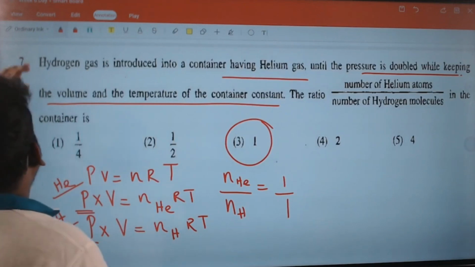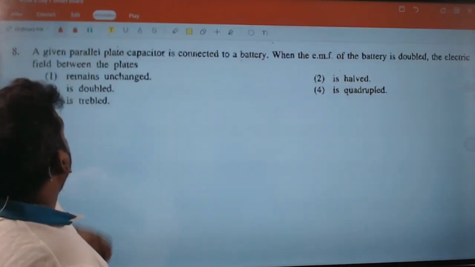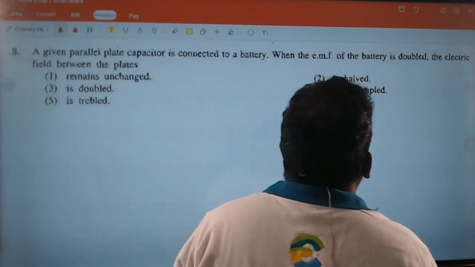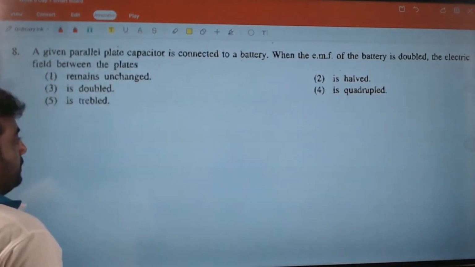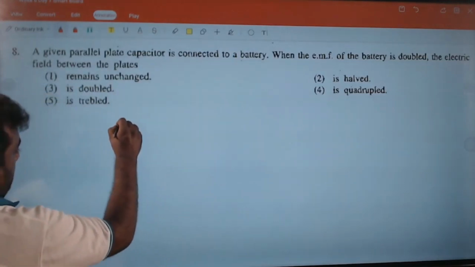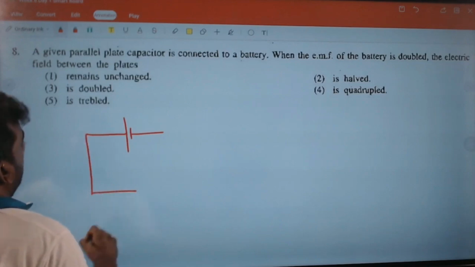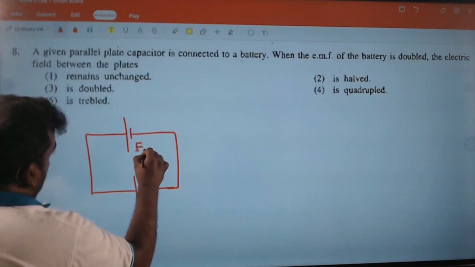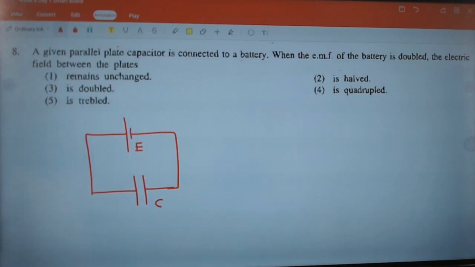Right. Okay. A given parallel plate capacitor is connected to a battery. When the EMF of the battery is doubled, the electric field between plates. Look at the board carefully. Now I am connecting a capacitor to a battery. What are they saying? When the EMF of the battery has doubled.